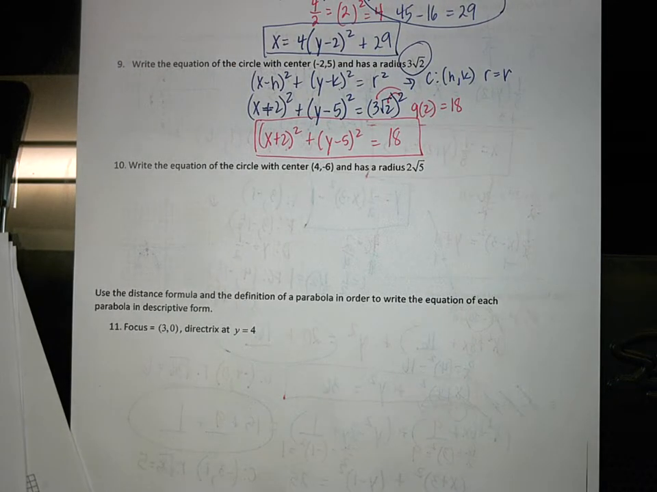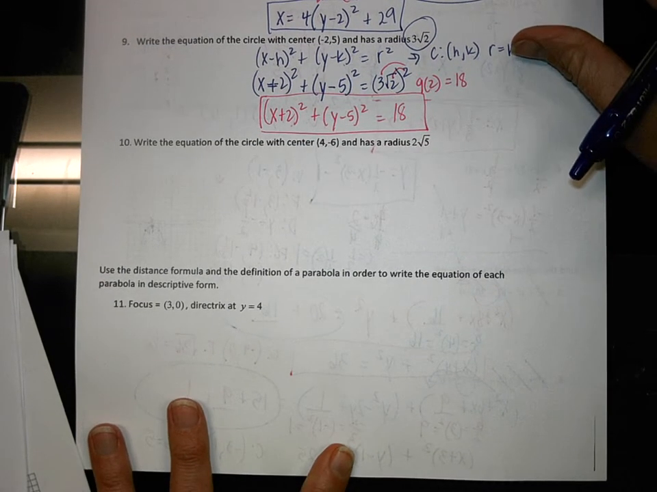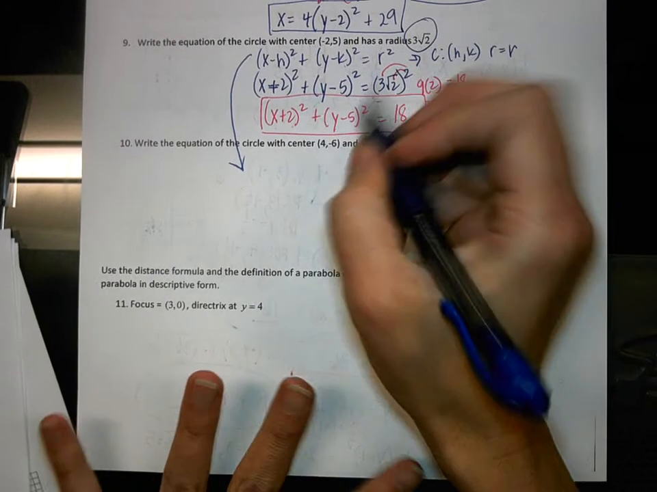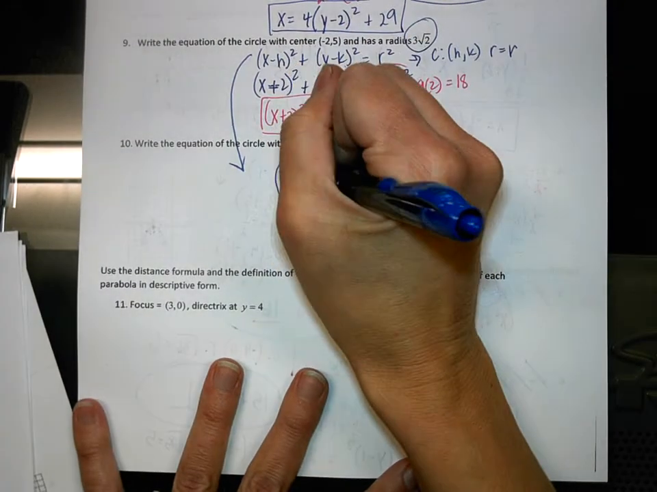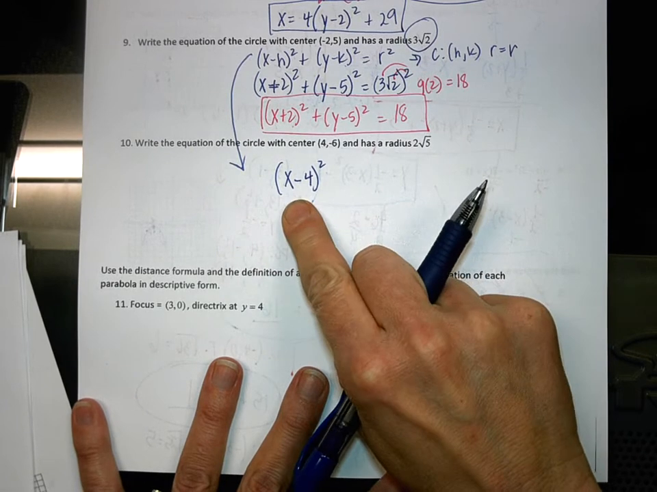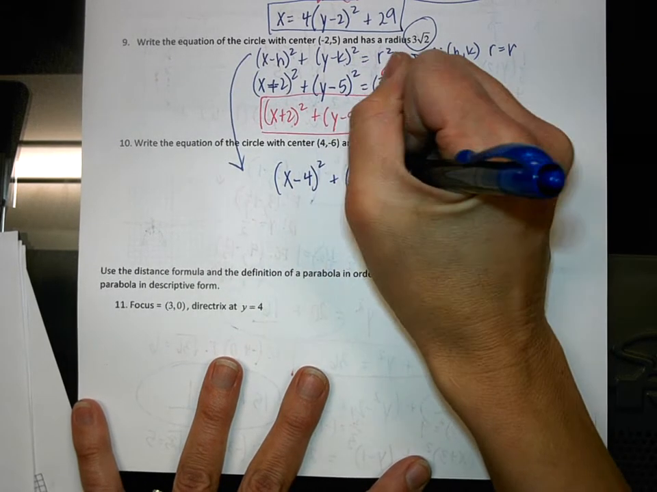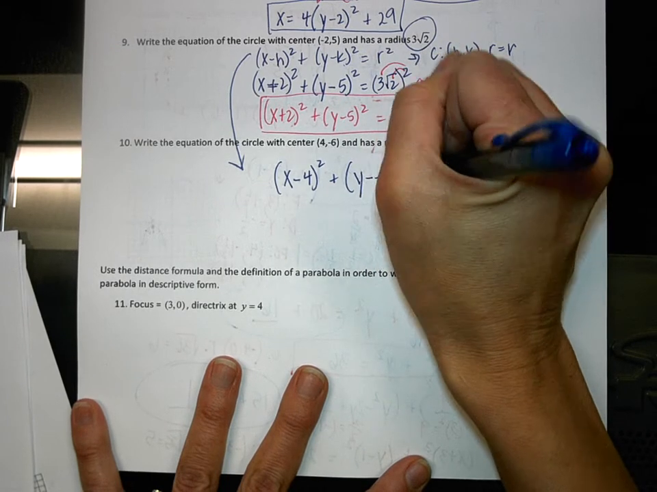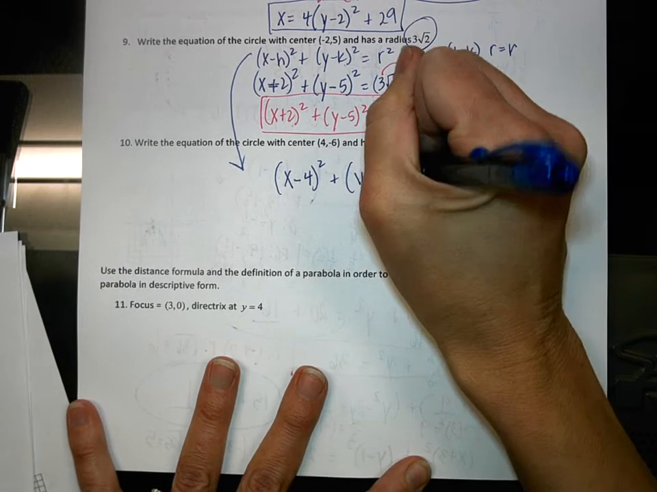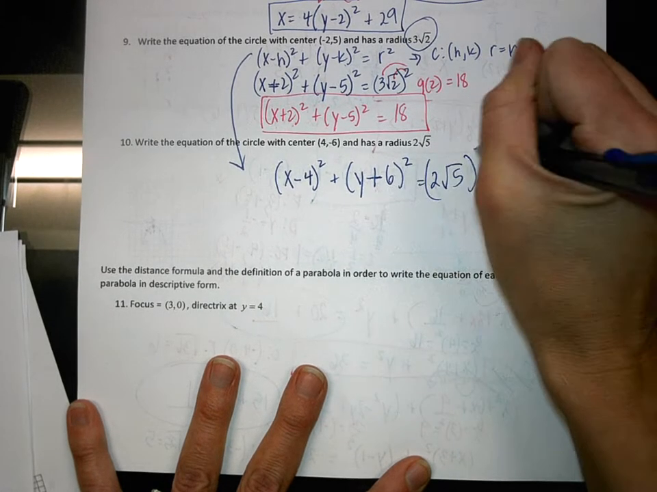Number 10, write the equation of this circle. So it's the same exact concept. We're using that same exact formula. Okay, so on this one, we would end up with (x minus 4) squared. And again, if you set this equal to 0, you'd get your positive 4. Plus y minus a negative 6 squared, which we know two negatives side by side like that make a positive, equals 2 root 5 squared.